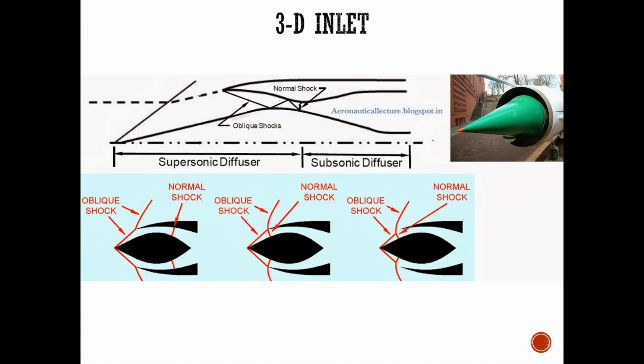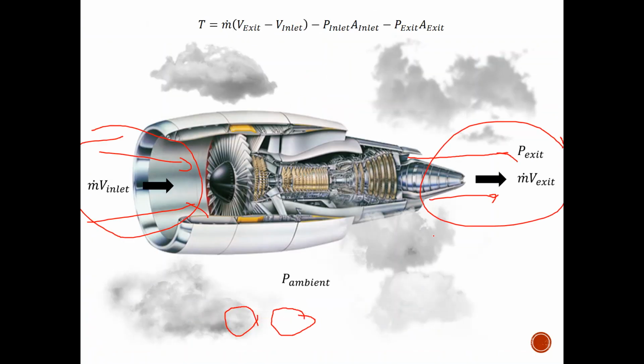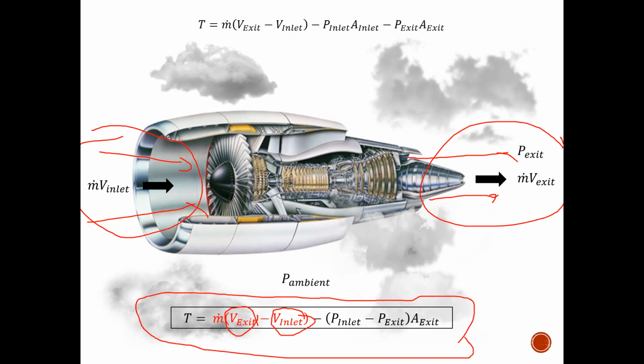Basically, the job of the inlet is to reduce the speed of the air coming in. I just want you guys to have a sense of how a simple conservation of momentum equation can give such a beautiful expression for thrust that it can be used to design an actual engine. Okay, that's the beauty of these equations.